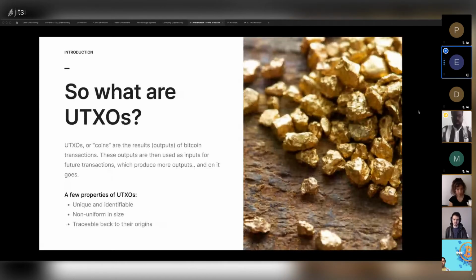I then run through what UTXOs are and a few of their properties. Basically, they're the resulting outputs of Bitcoin transactions, which then get used for future inputs and result in more outputs, and so on it goes. But I highlight that they're uniquely identifiable and traceable back to their origins. So they have this provenance, or what's sometimes referred to as peeling chains through payments, and how that can later affect things like privacy in payments.